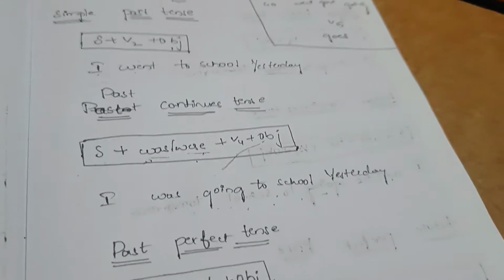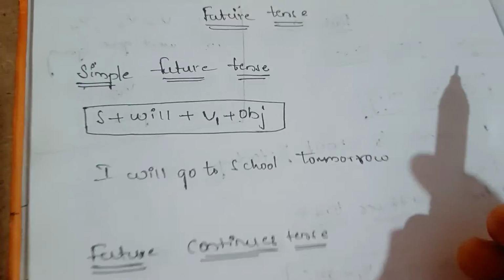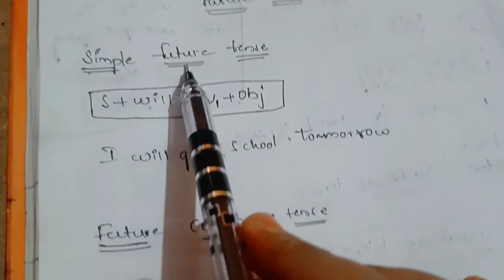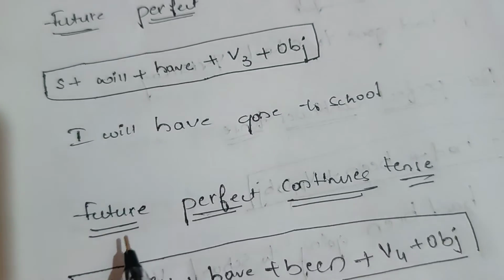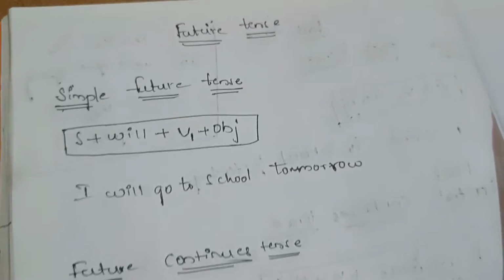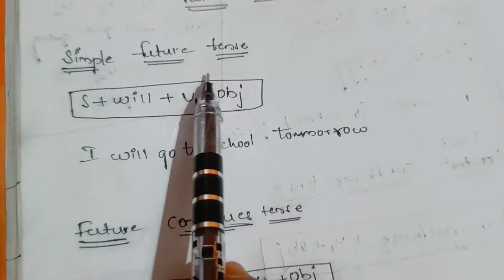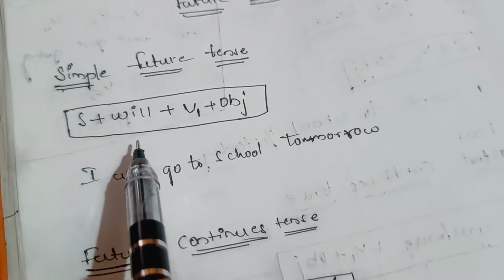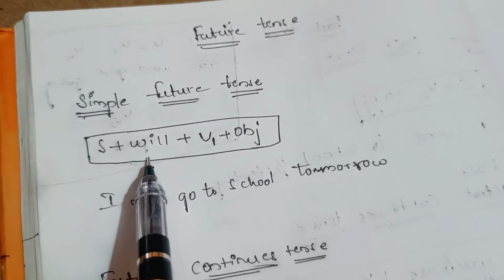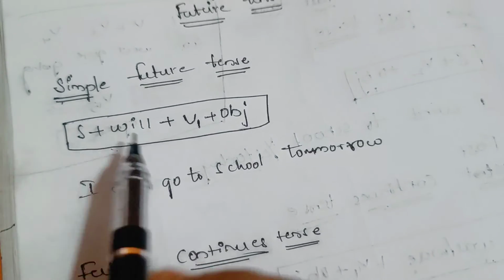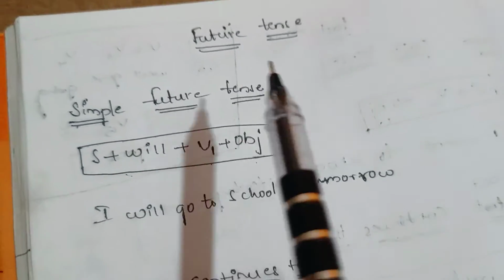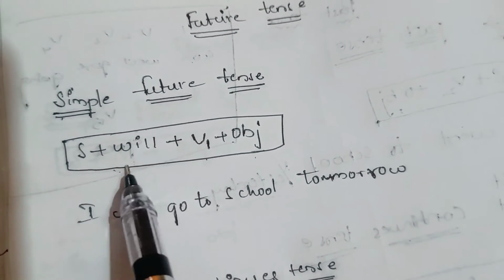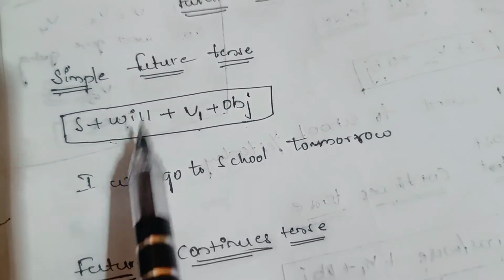Now let's look at future tense. Okay, so future tense: simple future tense, future continuous tense, future perfect tense, future perfect continuous tense. So now let's see what is simple future tense. So future means will. It will. Okay. Subject plus will plus V1 plus object. So as it is future tense, it will always carry the will form. Okay.